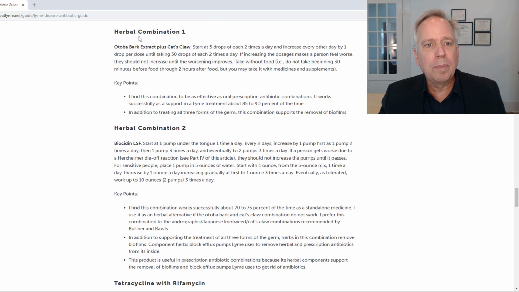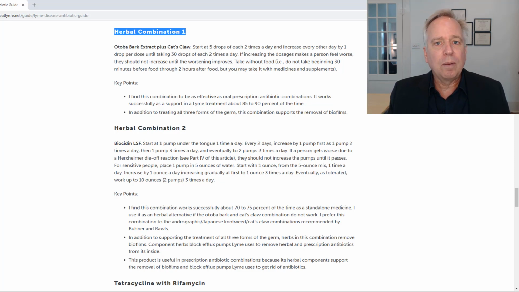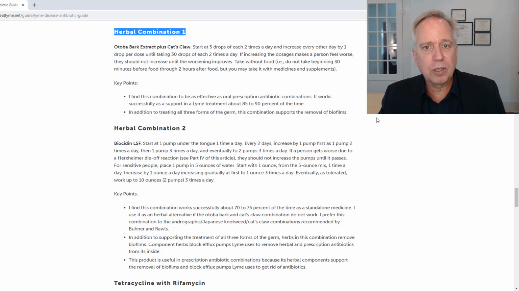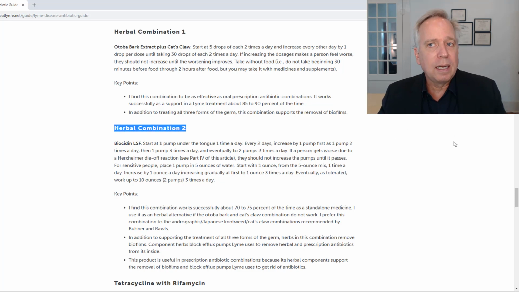I covered this earlier, but my favorite herbal combination is to use this Otoba and cat's claw. My own clinical experience is that it works about 85 to 90% of the time, which is very similar to the chance that prescription antibiotic combinations would work too, all right? The other one I like working with at times is this Biocidin LSF, which uses multiple herbs together to break down biofilm, to kill the germs, and to decrease resistance of the germs as well too. At least that's what the Petri dish experiments suggest, that this is how this works, all right?